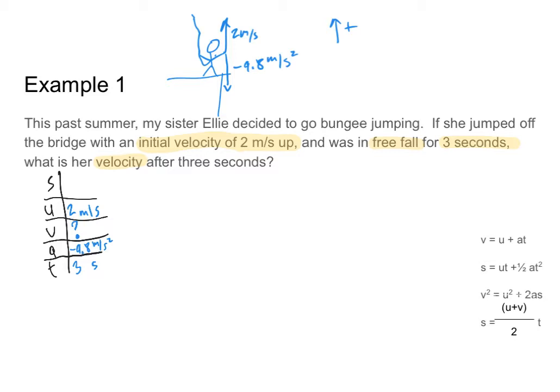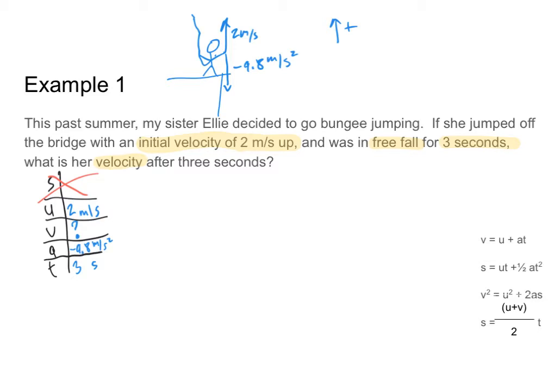She's going to continue falling after 3 seconds, but we don't care about what happens after that. Now I can cross off my extraneous information, which is going to be S, her displacement. One thing to keep in mind is that sometimes for displacement you'll see the word height, and that would suggest that you're looking for displacement.